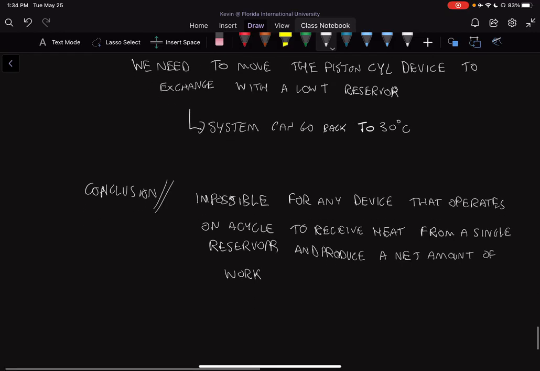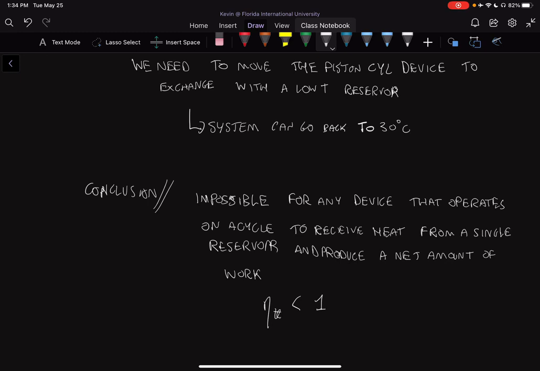Okay, so that means that η thermal always has to be less than 1. Okay, we cannot receive heat from a single reservoir and produce a net amount of work that is equivalent to that heat. Okay, we have to produce less work because we have to use some of the energy to cool down, and so we're losing some energy to cooling down the system as well. Okay, so that's our conclusion, that η thermal is less than 1.